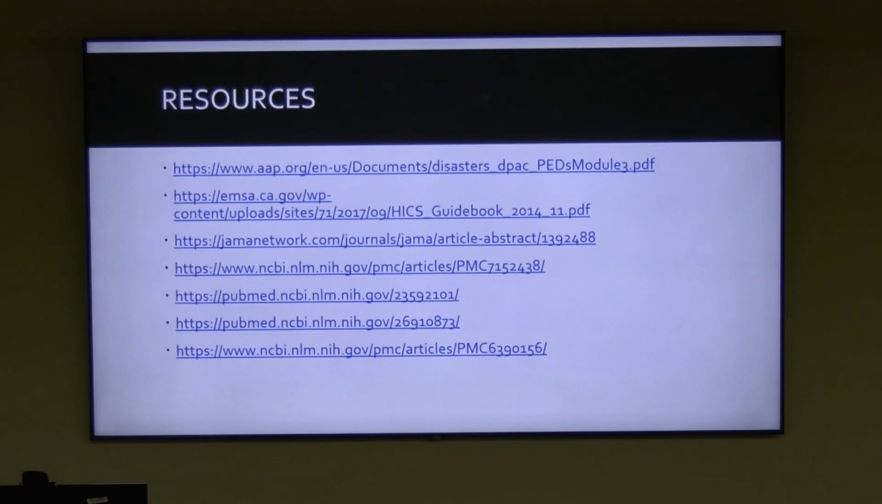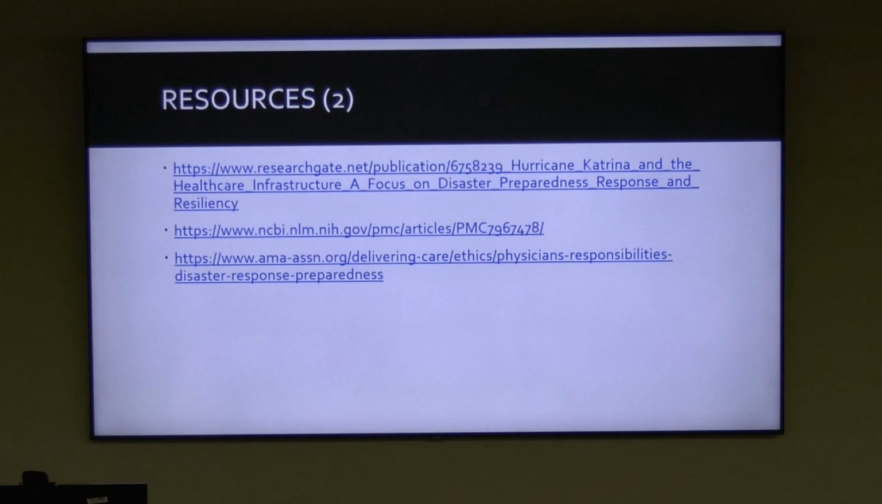So these are my resources. This was a summary of basic hospital preparedness in most disaster situations. I hope that this was helpful in giving you a starting point of where to start if any disaster were to occur in your hospital. Hopefully you find that helpful. Thank you. Have a great day.